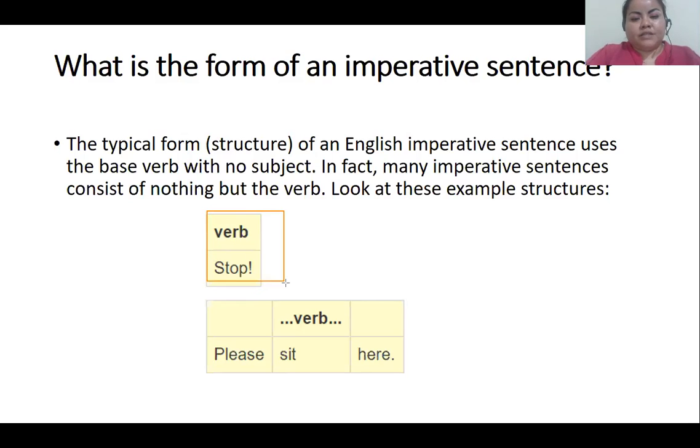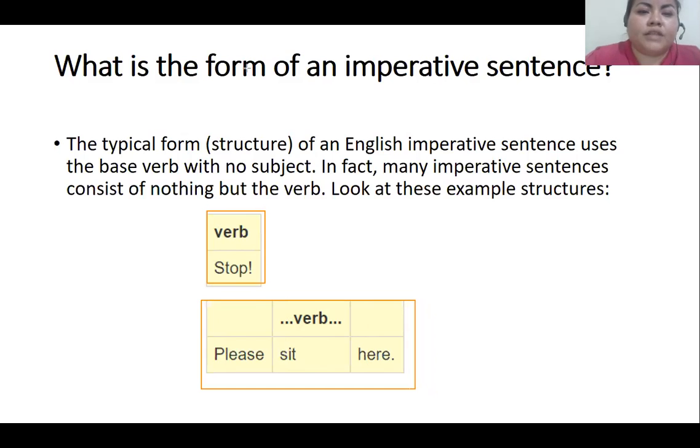The first one is this one. Stop. That's a command. Solo el verbo, stop. Then we have also another one. Please sit here. Or I can say, please stop. Stop, please. So we have two formulas that we can follow. In the formula, the main important thing is the verb. That is what we need in the command.